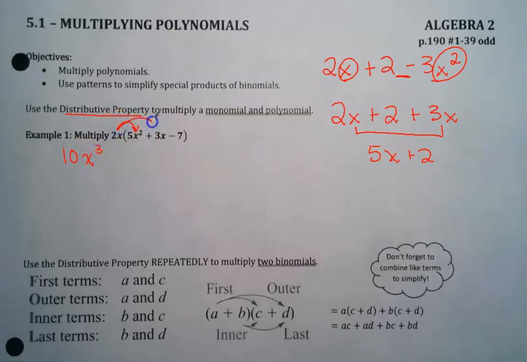Excellent. 2x times 3x. We're going to do 2 times 3, and it's positive, so it's a positive 6. x times x is x squared. And 2x times negative 7. 2 times negative 7 is negative 14, and x times no term just gives us x. And that's it. We're finished. We just multiplied, or distributed, those polynomials. It's going to get a little more complicated when we have more than just a monomial. The monomial times anything is the easiest.